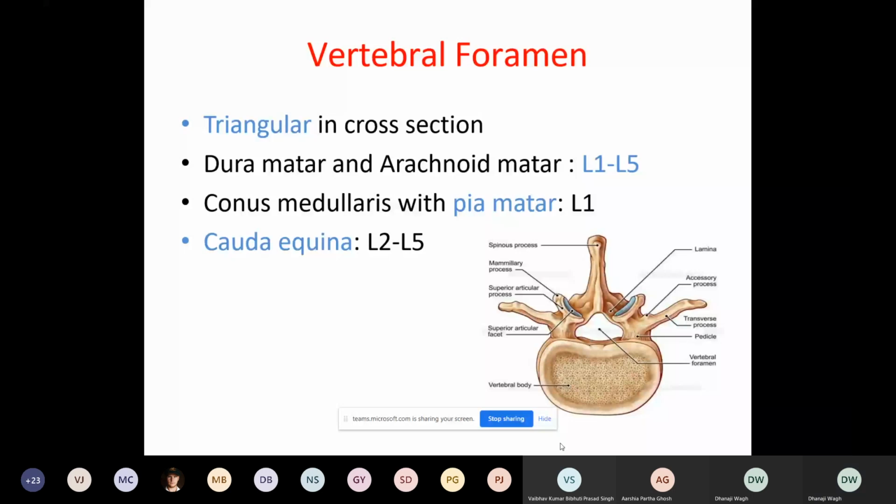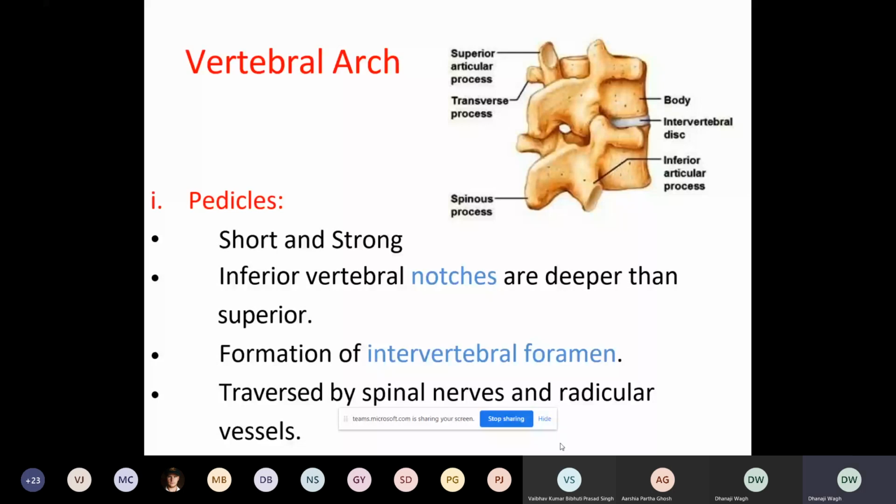Then see this posterior portion of the vertebra. The posterior structure present is the pedicle. It is short and strong. The inferior vertebral notches are deeper than the superior vertebral notch. Then there is formation of the intervertebral foramen, traversed by the spinal nerves and radicular vessels. So this is the pedicle.